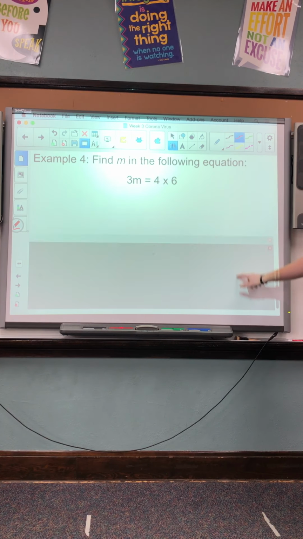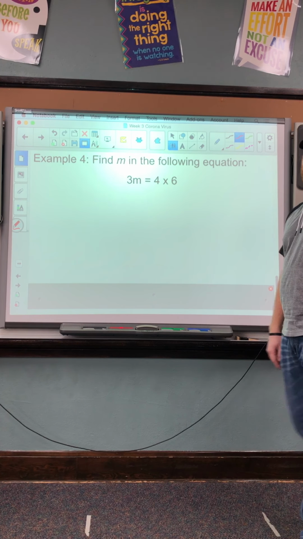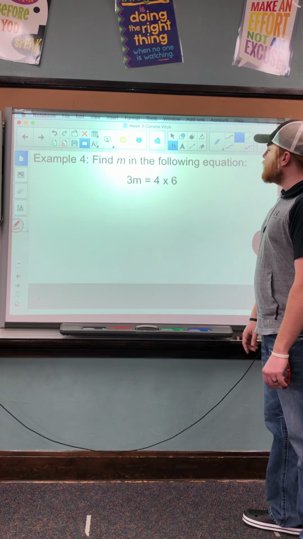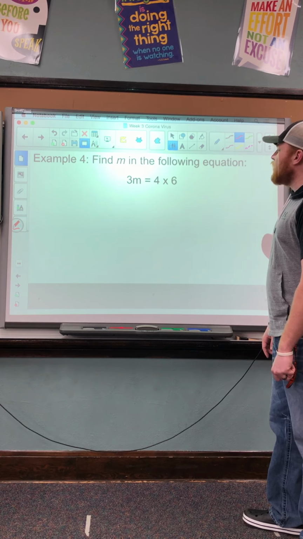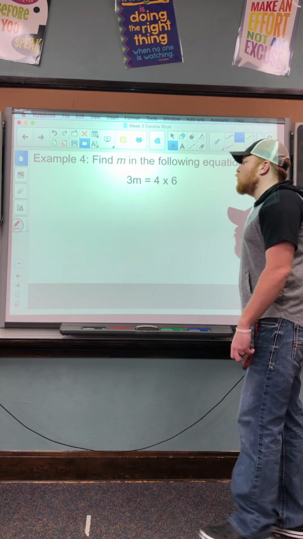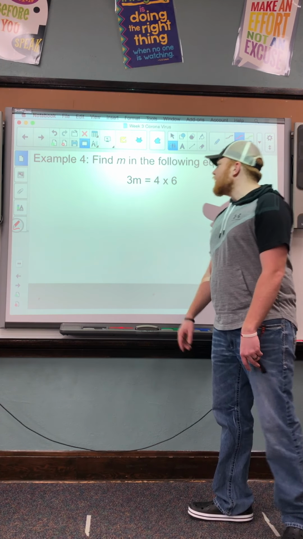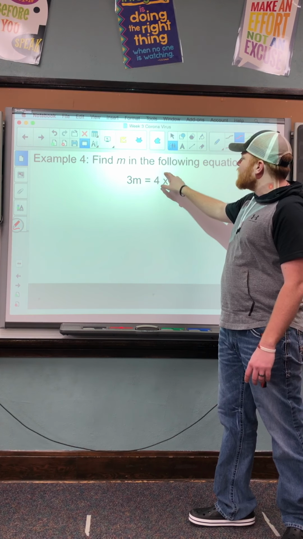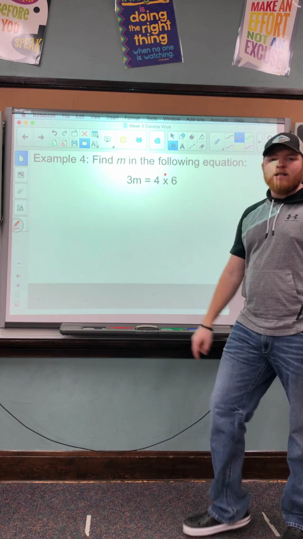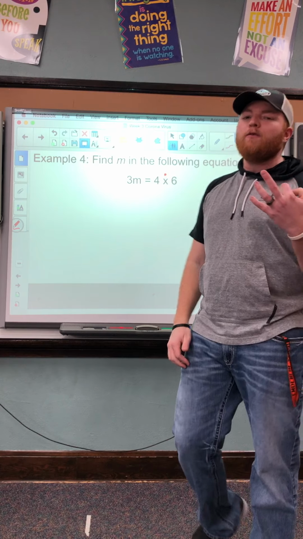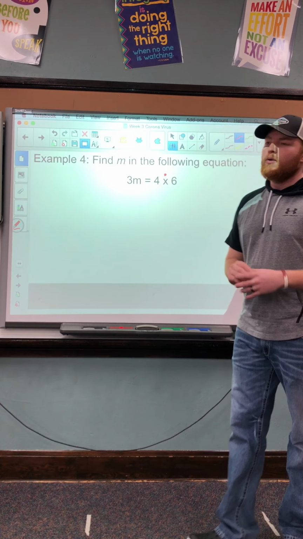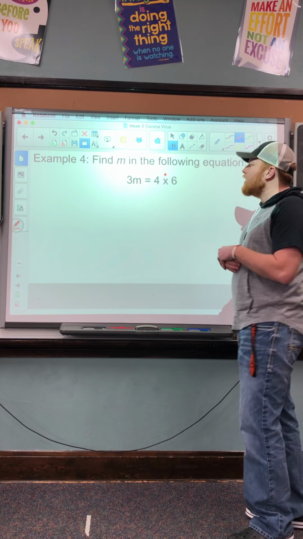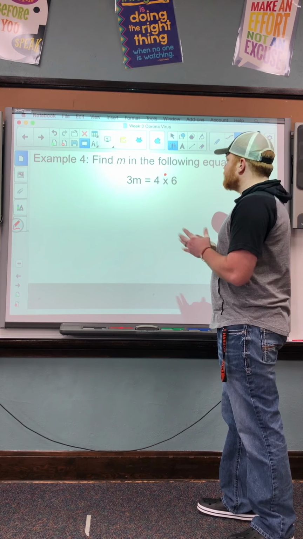Now let's do another example. And this is our last example for the video. All right, find m in the following equation. 3m equals 4 times 6. Now remember, with 4 times 6, you can also have a dot, which means multiplication. So there's 3 different ways of writing a multiplication problem, which is kind of confusing. Don't know why they did that, but they did.